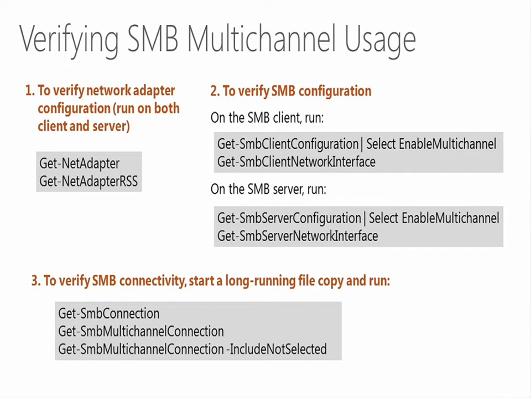Here's another set of PowerShell commands that you might find very useful in verifying the way that the SMB channel is set up and what the current usage is. To verify that a network adapter is using SMB multi-channel, you use Get-NetAdapter or Get-NetAdapterRss. Notice that from both the client side and the server side, you can verify that you've got a good SMB configuration to use multi-channel. Finally, to verify connectivity, start a long file copy and then run your Get-SmbConnection and Get-SmbMultichannelConnection cmdlets, and also use the IncludeNotSelected switch, so you make sure you get to see all the performance that's going over your network cards.